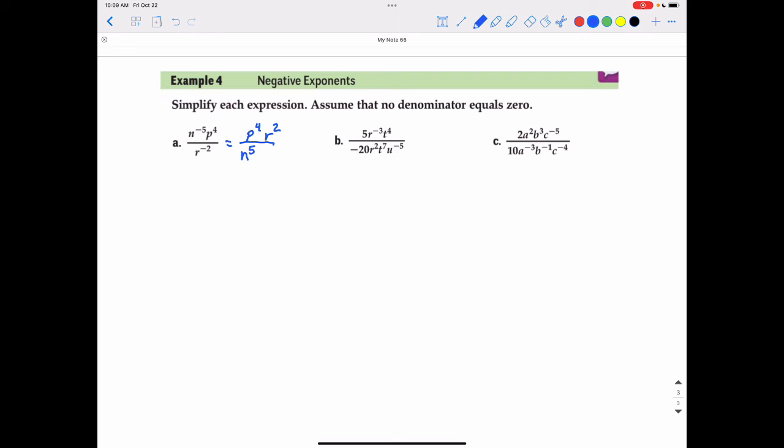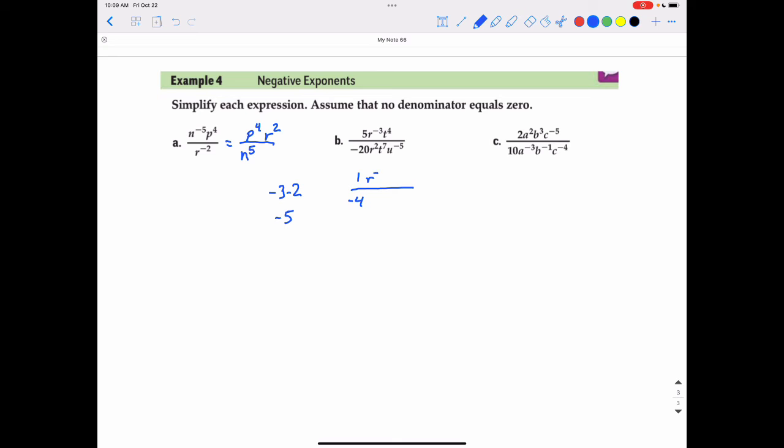Part B has 5 over negative 20, and then r to the negative third, t to the fourth, and then the new denominator r squared, t to the seventh, u to the negative 5. So I'm going to start out by dividing 5 over negative 20. 5 over negative 20 reduces to 1 over negative 4. And then I have r to the negative third divided by r to the second. So that means by following my division rules, I should be taking negative 3 minus 2. And negative 3 minus 2 would be negative 5. So that's going to be r to the negative fifth.